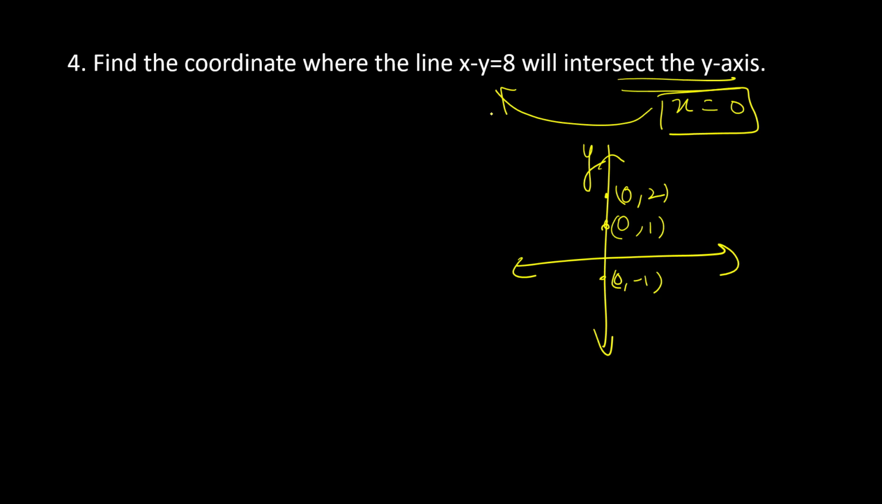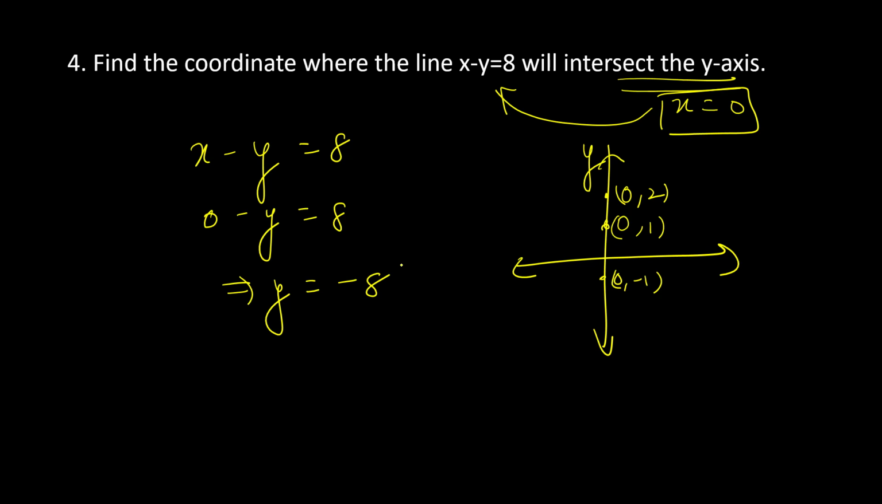Substitute this in this line. So x minus y equals 8 or 0 minus y equals 8. This just means that y is equal to minus 8. So the coordinate over here would be 0, minus 8.